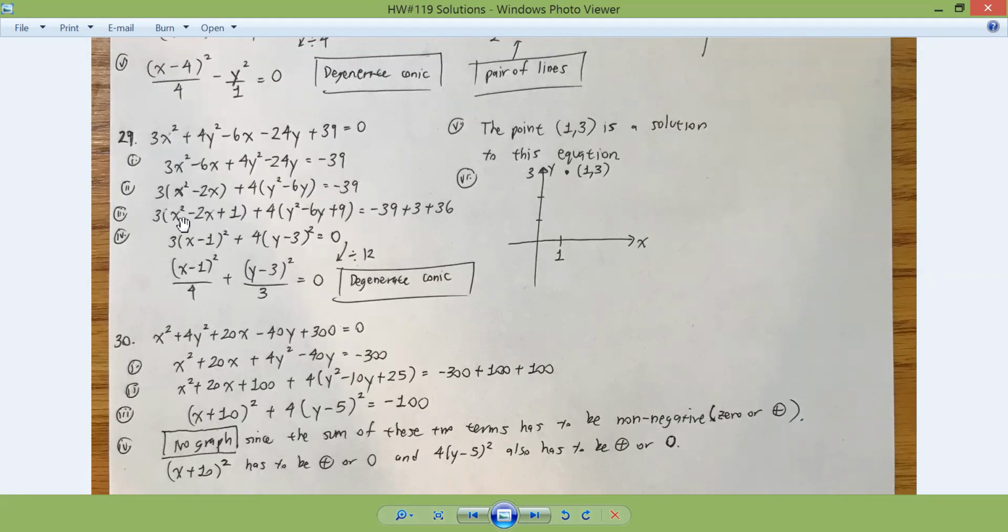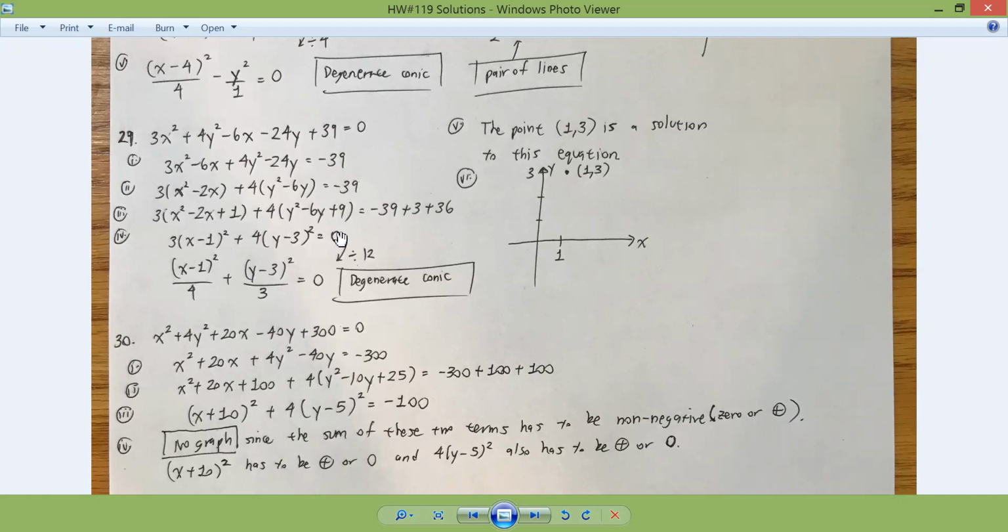Since you have to add b over 2 squared, you add 1 to the left side, plus 9 to the left side, and then on the right side you get negative 39 plus 3 plus 36. If you add everything together and factor out x squared minus 2x plus 1, you get 3 times x minus 1 squared plus 4 times y minus 3 squared equals 0.